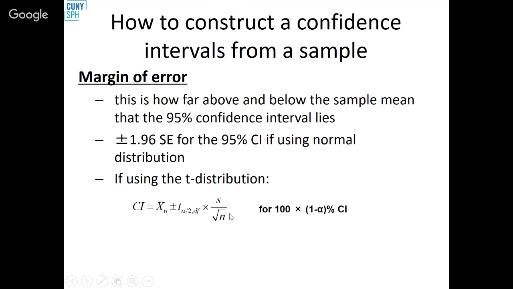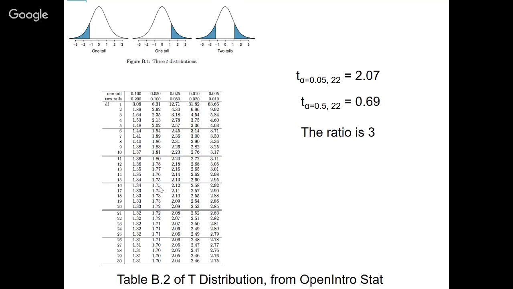So I would just calculate s over the square root of n, and multiply that by 2.05. That's the margin of error. I just add and subtract that from the sample mean. And there's your 95% confidence interval. And I can do that for a 90% confidence interval. If I use the second column, this would be an 80% confidence interval. Here is a 98% and a 99% confidence interval.